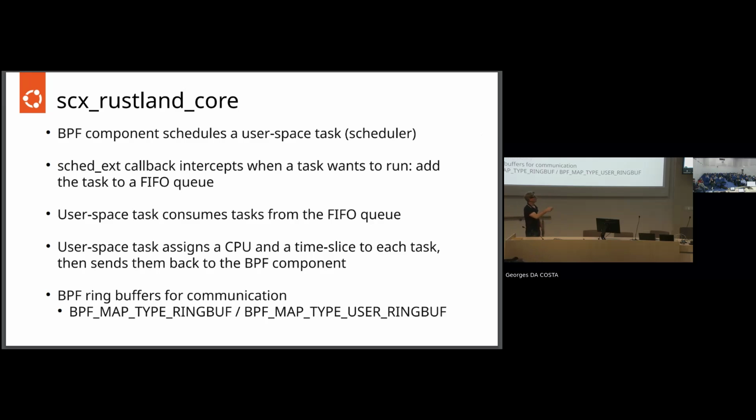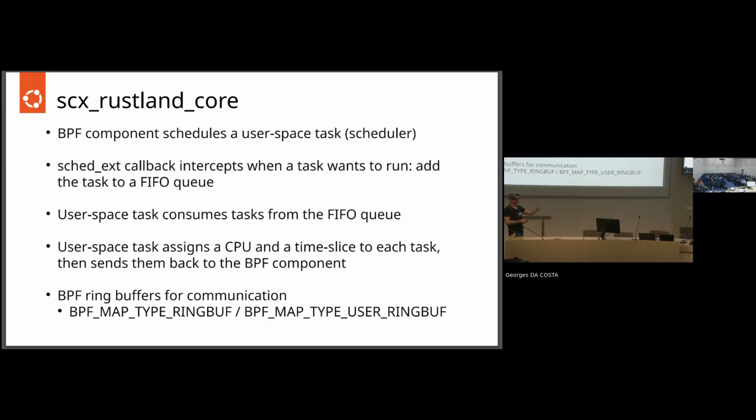Yeah, there are. I'm not going too much into details, but basically, the BPF part just intercepts the sched_ext callbacks. It stores the task into a single queue. There is not a queue, by the way, it's a ring buffer. The user space task consumes the task from the ring buffer, and then in user space, the Rustland core provides the APIs so that the scheduler can assign a CPU to each task, a time slice, and then it sends everything back to the BPF component using another ring buffer.